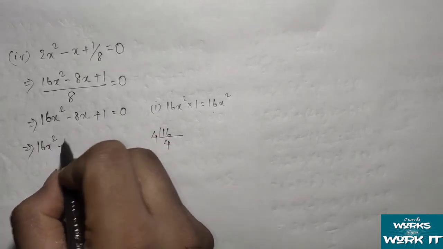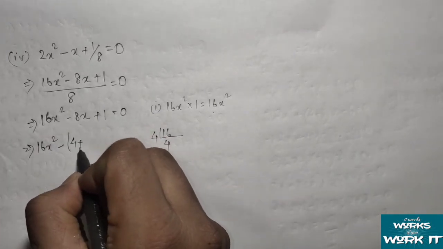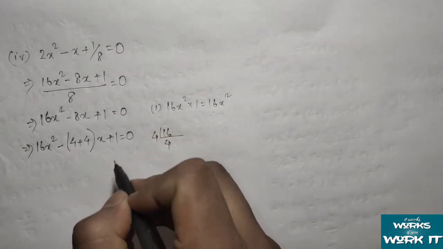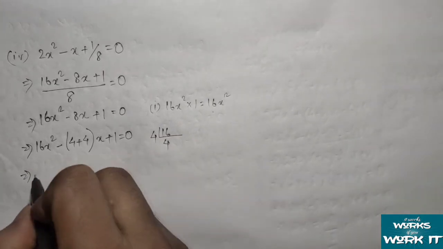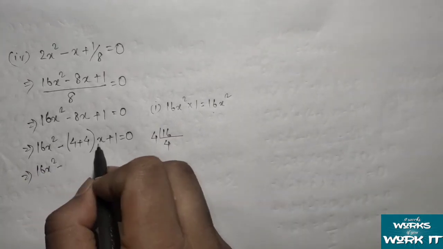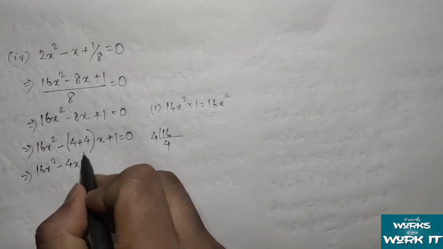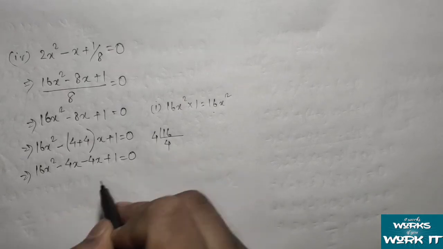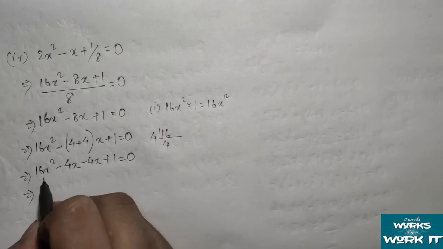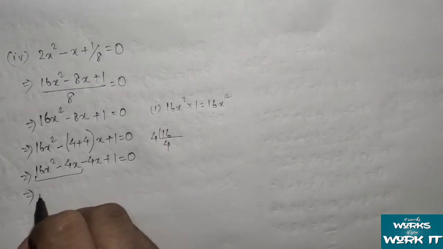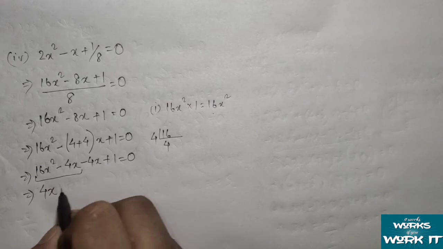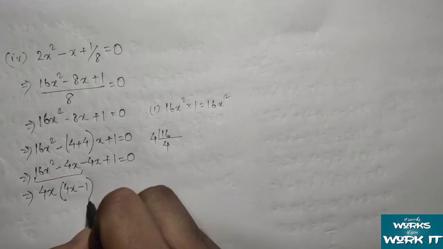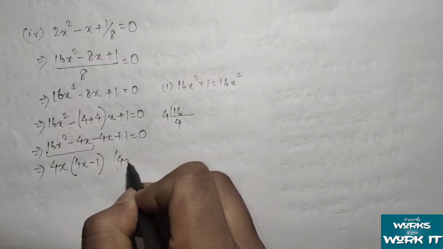So 16x square minus sign, then after 4 plus 4, and then after variable x, so plus 1 equal to 0. So in the next step, 16x square minus, after removing the bracket here, we are getting minus 4x, and then again minus 4x plus 1 equal to 0. So next step, we will take common from the two terms. What we can take common, we can take common 4 and x. So after taking the common, what will remain here? It will remain 4x minus 1. Directly we can write here 4x minus 1.